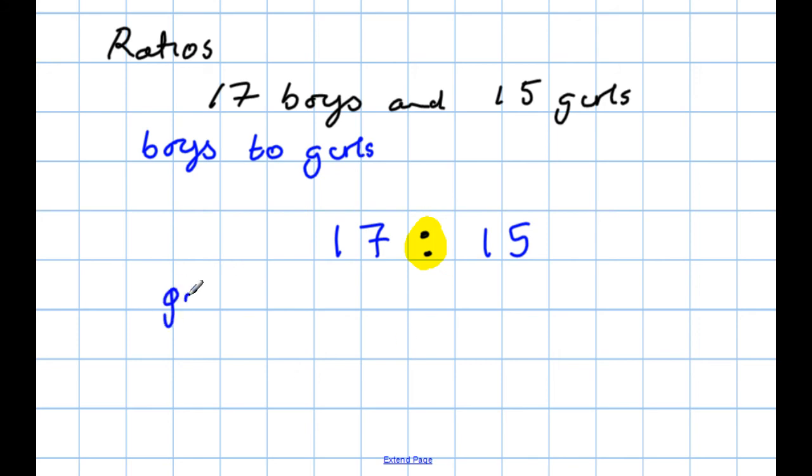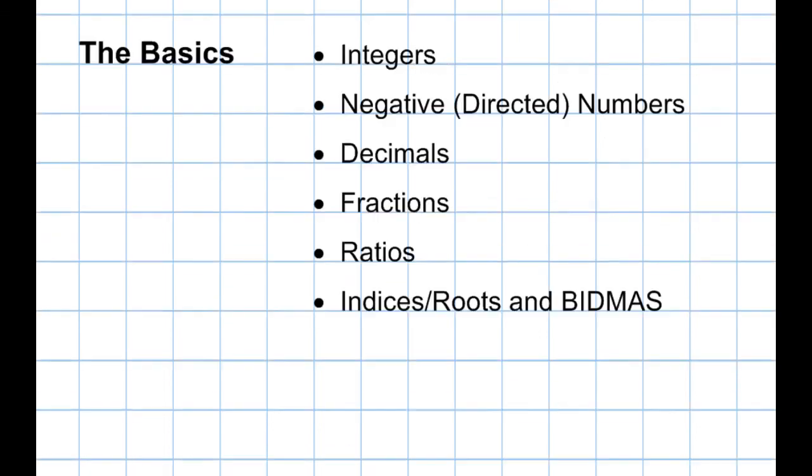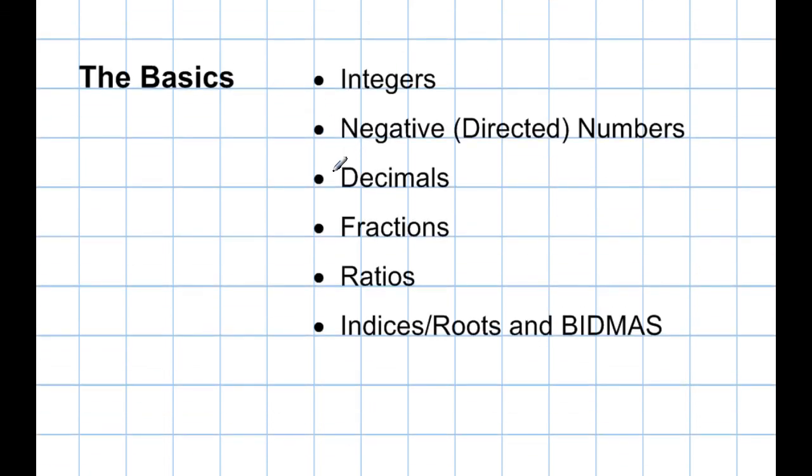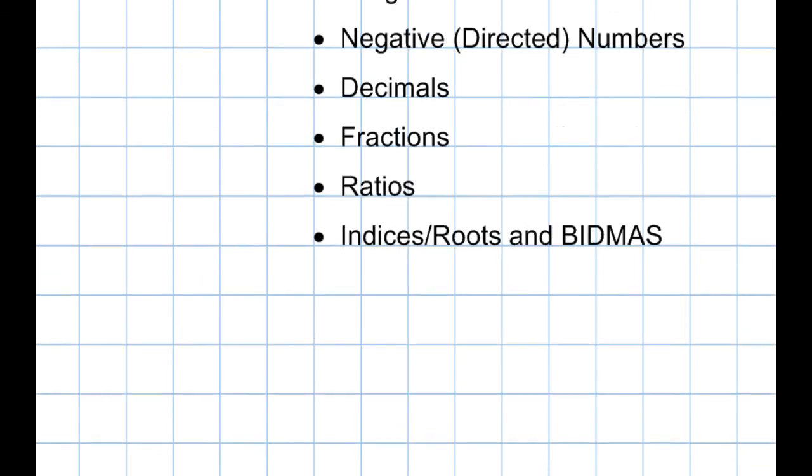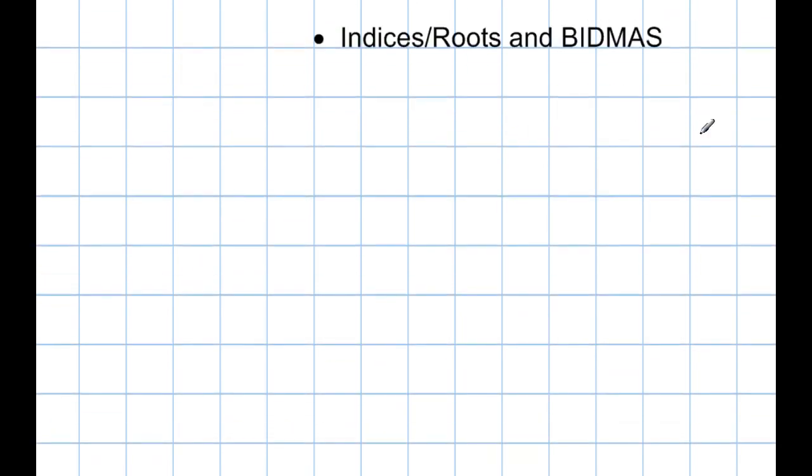What's the ratio of girls to boys? The ratio of girls to boys is there are 15 girls to 17 boys. The order's changed, that's all. Okay, right, so that's the basics. Let's just go back to the top and look at what we covered. We covered the basics, mainly addition, subtraction, multiplication and division of integers, of negative directed numbers, decimals, fractions and ratios. What I haven't looked at yet are indices, roots and BIDMAS.